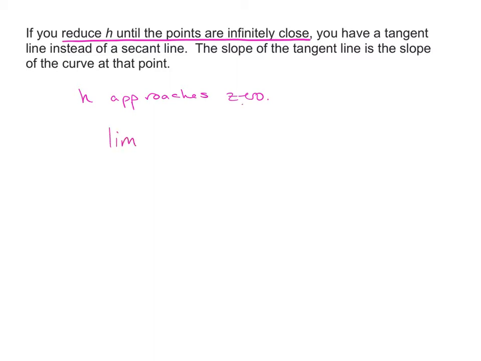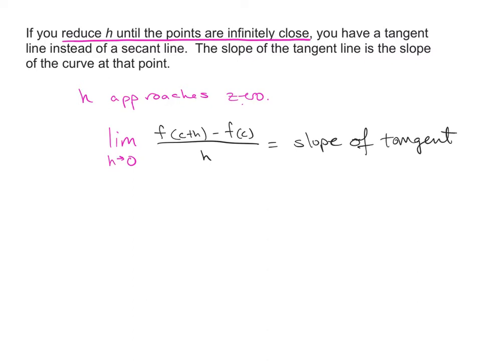So we can write the limit as h approaches 0 of the slope that we were looking for earlier, f of c plus h minus f of c all over h. If we have this limit of this slope, this is what gives us the slope of the tangent line. And then another way to represent the slope of the tangent line is m sub tan.